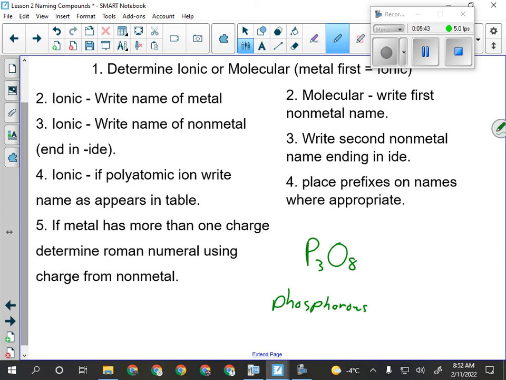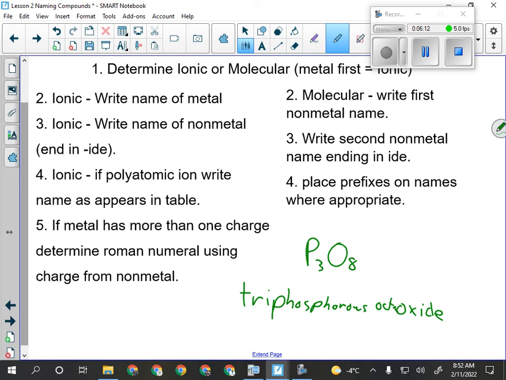Phosphorus. Okay, write the second non-metal's name ending in -ide. Oxide. And I left some room because I have to put prefixes on here. What prefix needs to go on phosphorus? Tri. Okay, and what needs to go on the oxide? Octa. Probably didn't leave enough room. Octa oxide.